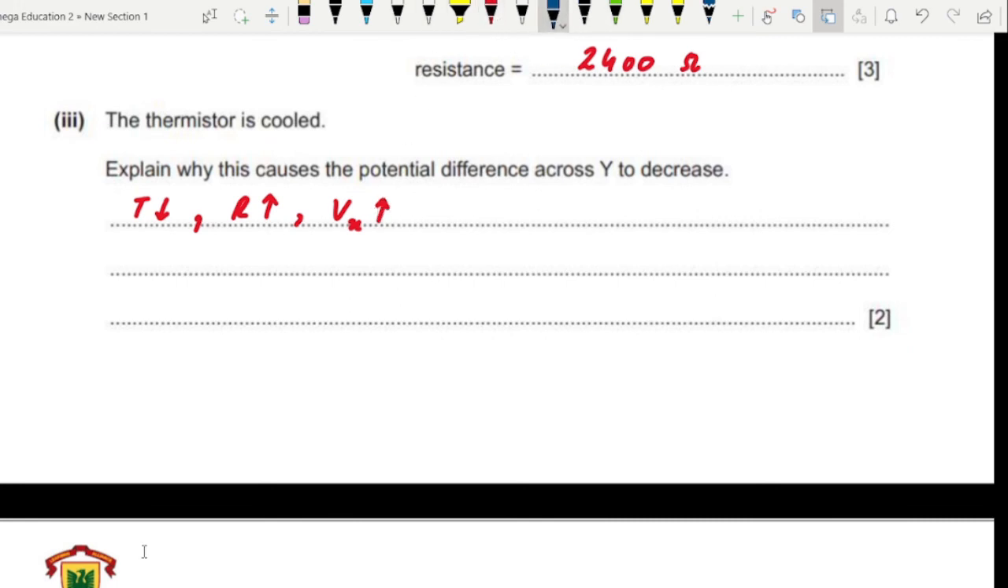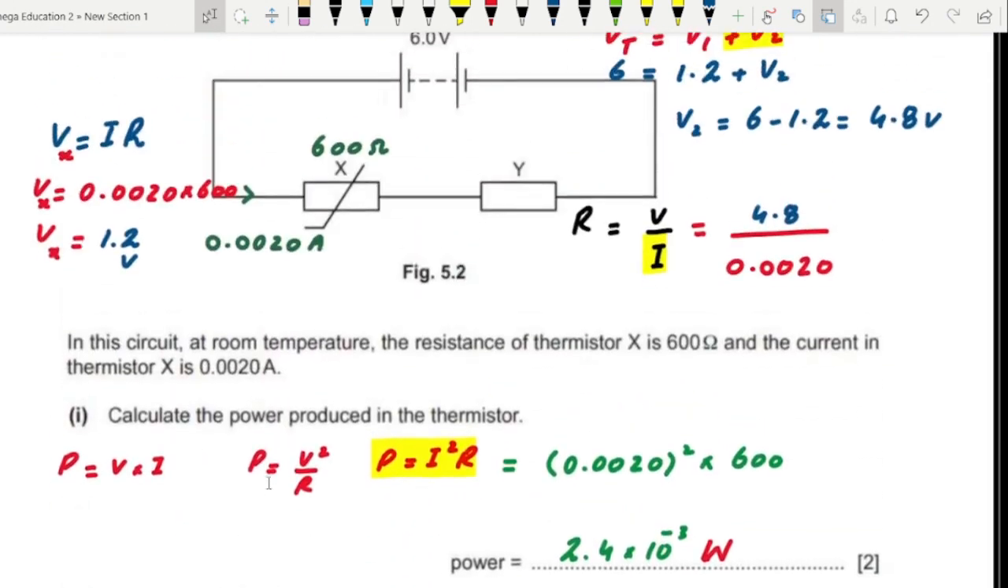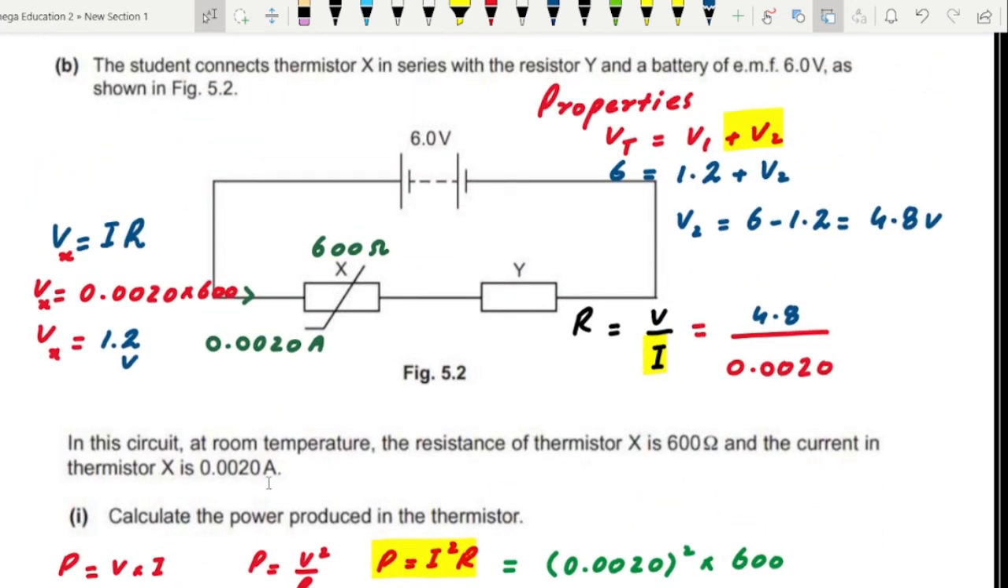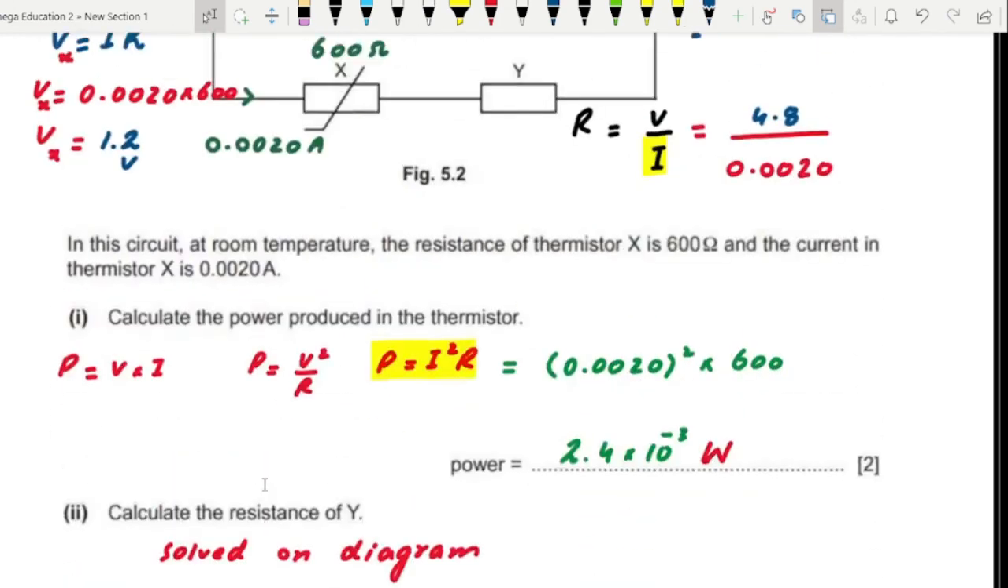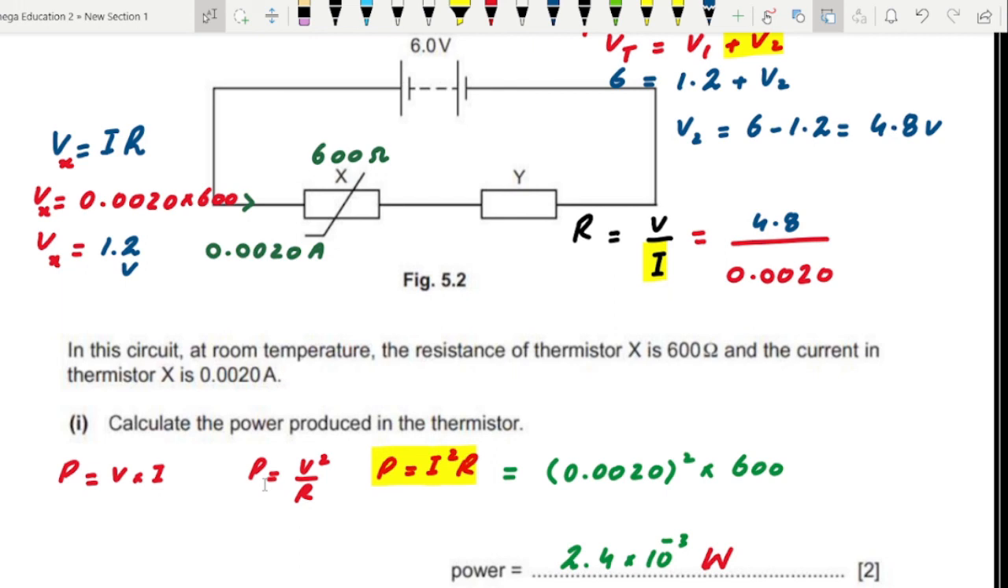And what happens is your battery is going to supply more voltage to the thermistor this time. There would be more than 1.2 volts across the thermistor, and the remaining voltage would be across the component Y. So this time, since the component X is now getting a higher potential difference compared to the previous case, the component Y would be left with less potential difference compared to its previous value.